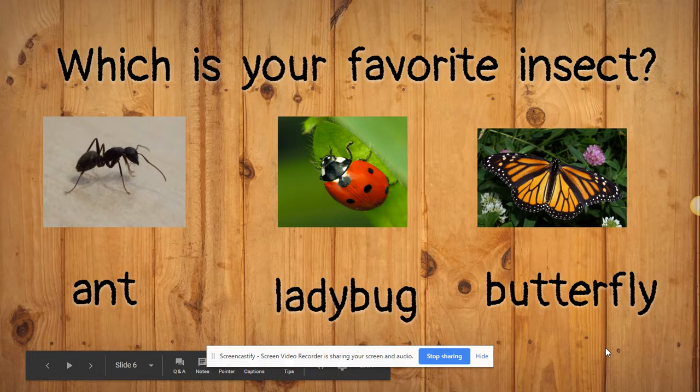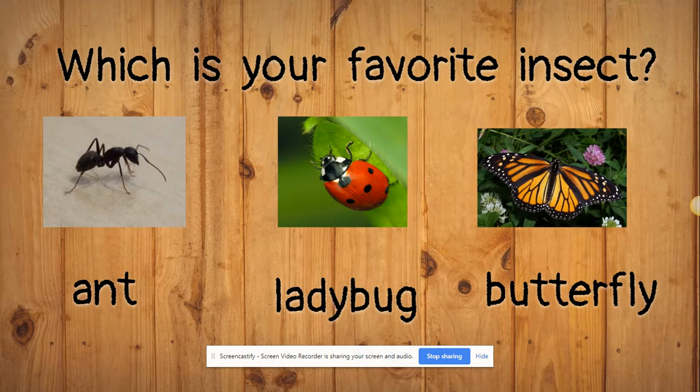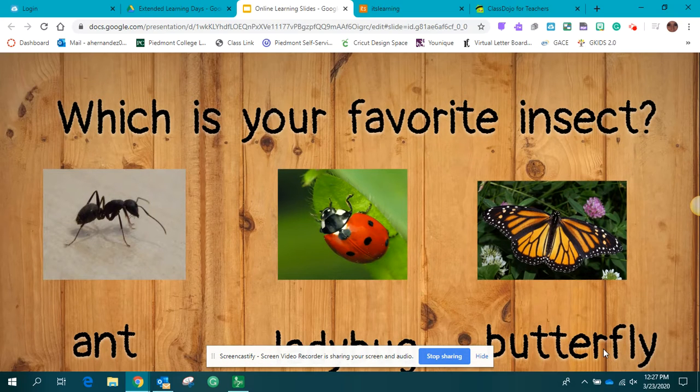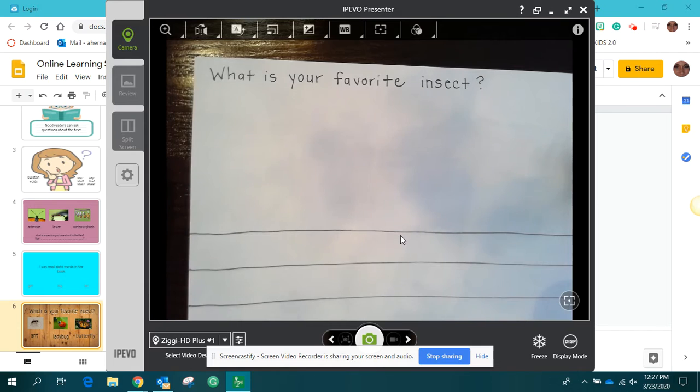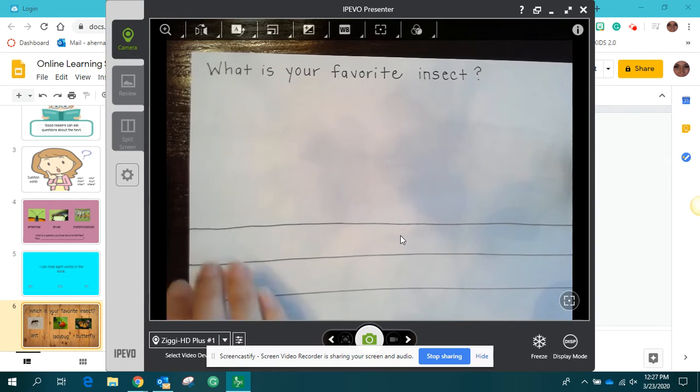So remember, when we're writing about something that's our favorite, that's called opinion writing. So the magic word that we're going to use is because. Okay, so remember that because is always going to be in our writing because this is an opinion writing piece. So I am going to choose a ladybug.